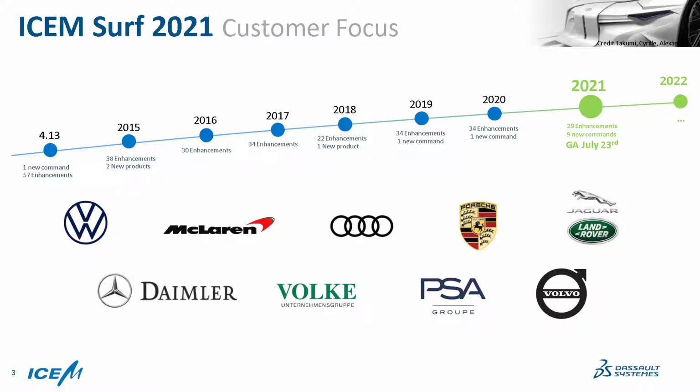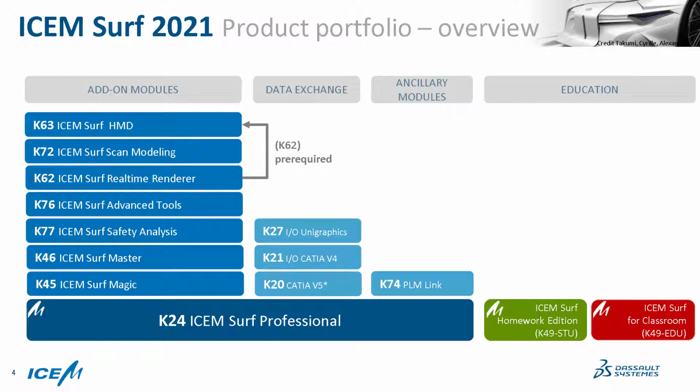Each year we add many new customer-requested enhancements. This year we have been very busy, adding 29 enhancements with 9 completely new commands. And here we have the ICEMSurf product portfolio, where we can see the specialized add-on modules, interfaces and educational licenses available. Remember, since 2020 we offer seamless direct CATIA V5 importing into ICEMSurf Professional, so no additional licenses are required for importing from CATIA V5.